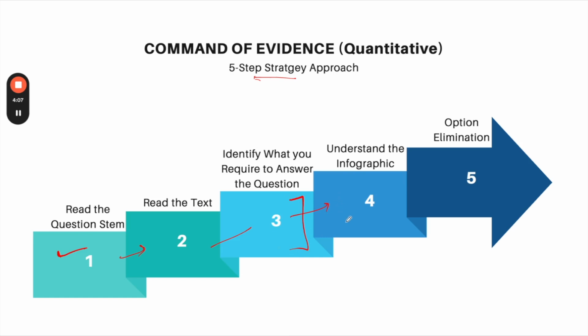The change comes here in the fourth step. Here you have to go to the graph. We are still not going to the options. We will go to the infographic. We will understand it. By understanding, I mean we'll get familiarized with what's given over there. And lastly, you will go to the option elimination step, the most important step in any question type that you attempt.